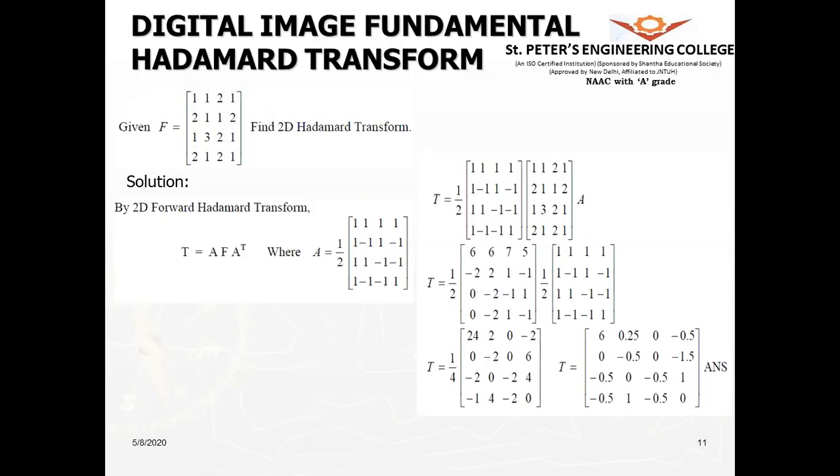So this is how we compute the Hadamard transform for any given matrix. This can be for any size of matrix. Of course, if the matrix is not of the standard size, that means if it is only 6 by 6 and we have an 8 by 8 matrix, we have to do zero padding and then compute the results.